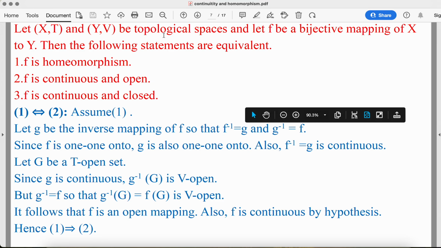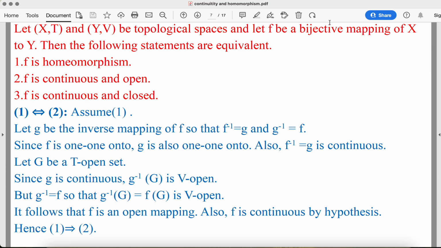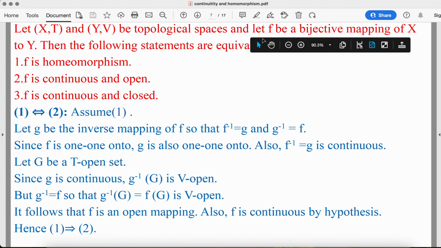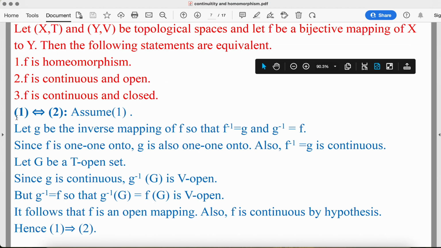Now let (X, T) and (Y, V) be topological spaces and let f be a bijective mapping. Bijective means one-one and onto mapping of X onto Y. Then the following statements are equivalent: one, f is a homeomorphism; two, f is continuous and open; three, f is continuous and closed. First of all we will prove one if and only if two. It means if f is a homeomorphism, then f is continuous and open, and if f is continuous and open, then f is a homeomorphism.